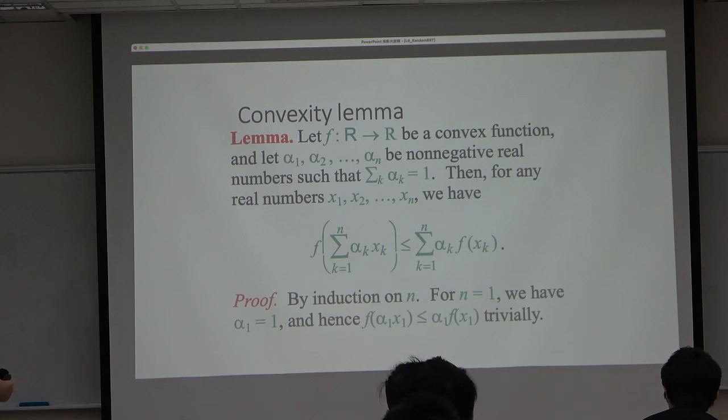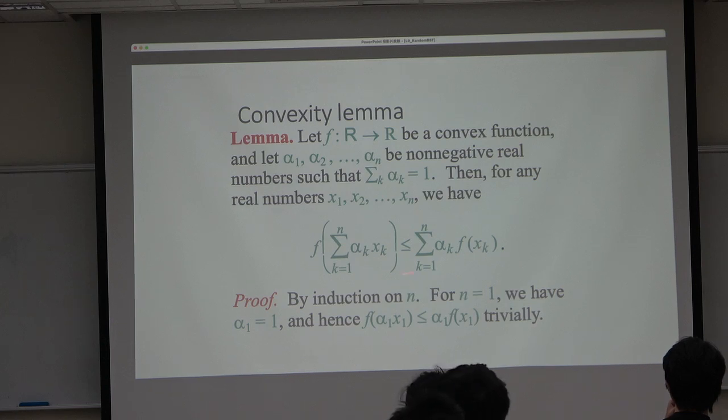Let f be a convex function, and let alpha 1, alpha 2, up to alpha n be non-negative real numbers such that the sum of these numbers is 1. Then for any such set of real numbers, we have this. So this is kind of a generalization of the convex property, right?